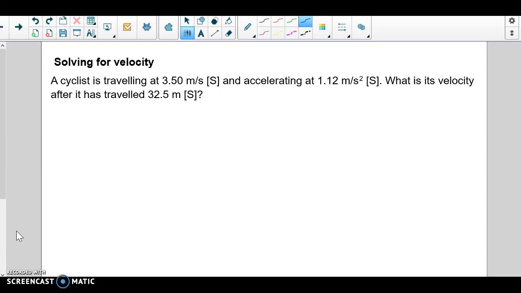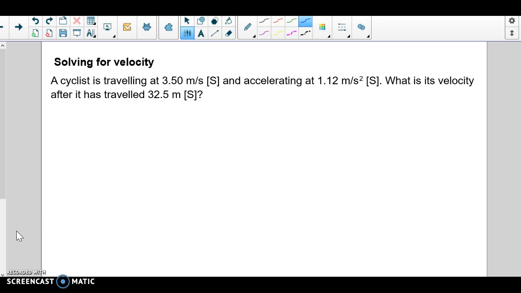In this example, we're going to be solving for velocity. So here we have a cyclist traveling 3.50 meters per second south and accelerating at 1.12 meters per second squared south. What is the velocity of the cyclist after they've traveled 32.5 meters south?